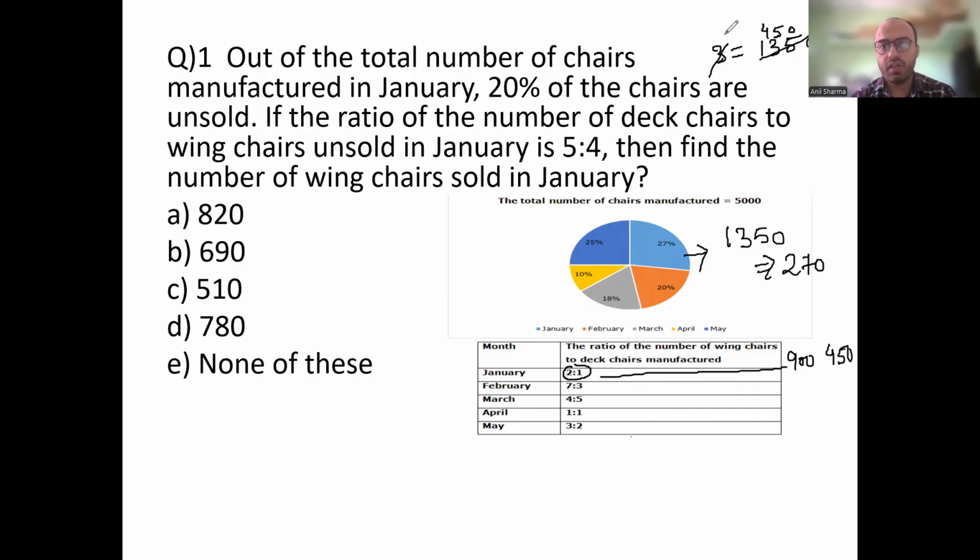So obviously then, what is 1 equal to? 1 is equal to 450. So that means 1 is 450, 2 is 900. Out of this also, but what is the problem? I need to find out the number of wing chairs sold.